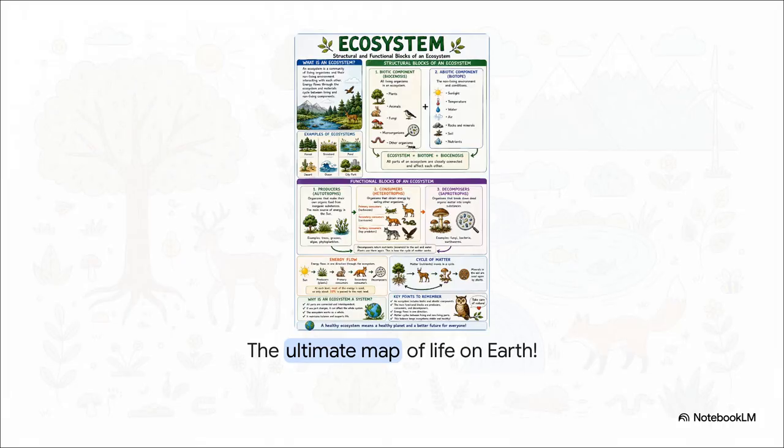Think of this as the ultimate map of life on Earth, from the tallest trees to the tiniest mushrooms, and even the sunlight and dirt. Everything is part of one giant living engine. Today, we're going to map out exactly how these ecosystems are built and how they work. We'll discover how every single leaf, drop of water, and crawling insect plays a totally vital role.